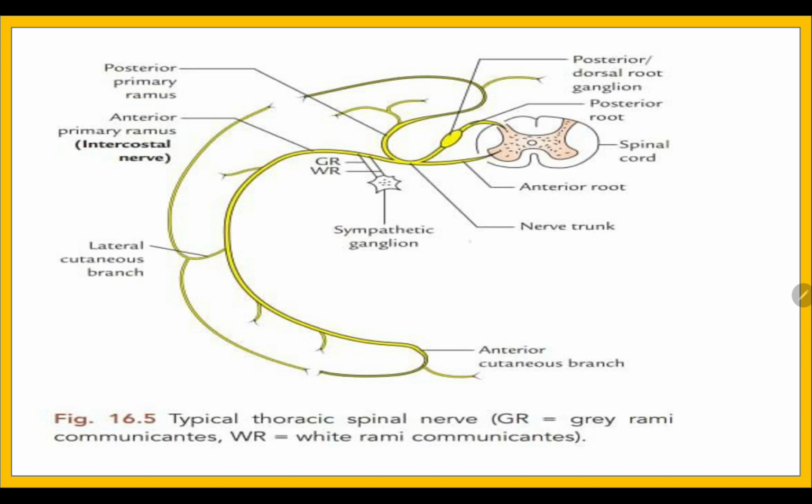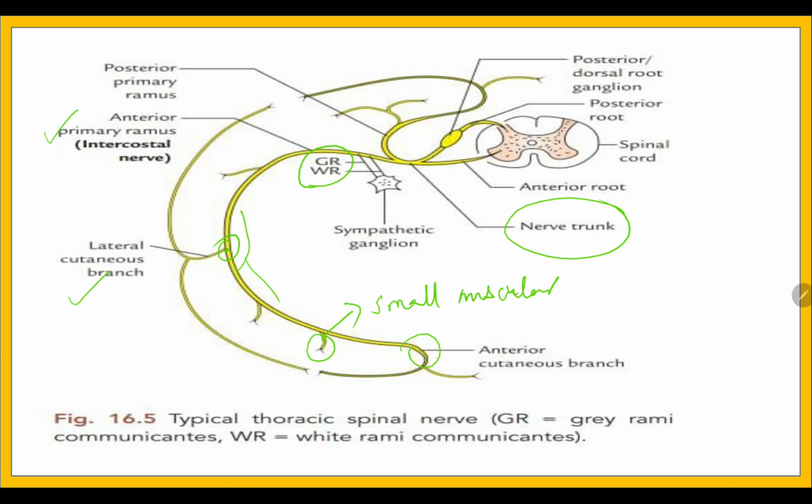From the nerve trunk, it comes as an anterior primary ramus, that is the intercostal nerve. Guys, now you see that it gives a branch to the sympathetic ganglion. From there, at the mid axillary region, it gives a lateral cutaneous branch. It also gives the collateral branch at this site, and a small muscular branch. When it comes anteriorly, it crosses the internal thoracic artery anteriorly and supplies the anterior chest wall by the anterior cutaneous branch. As it comes from posterior to anterior, the thickness of the nerve decreases.